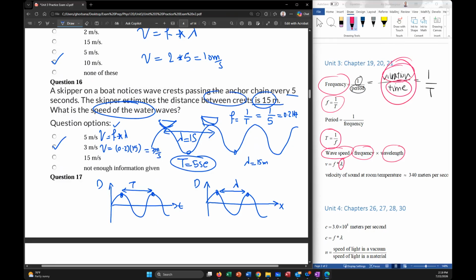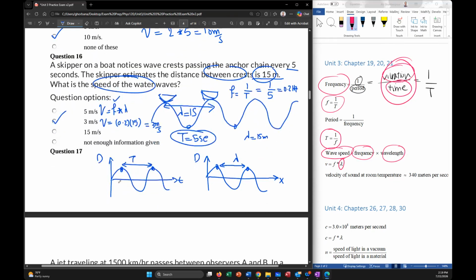It's telling us that we have a boat going from one crest to another crest, experiencing crest by crest every 5 seconds. This gives me a period. And it's telling us that the distance between two crests is 15, which is our lambda. We have lambda, we have frequency, we have a period. From period, we can calculate the frequency. When we have a frequency and lambda, we can calculate the velocity. So the right answer will be 3 meters per second.